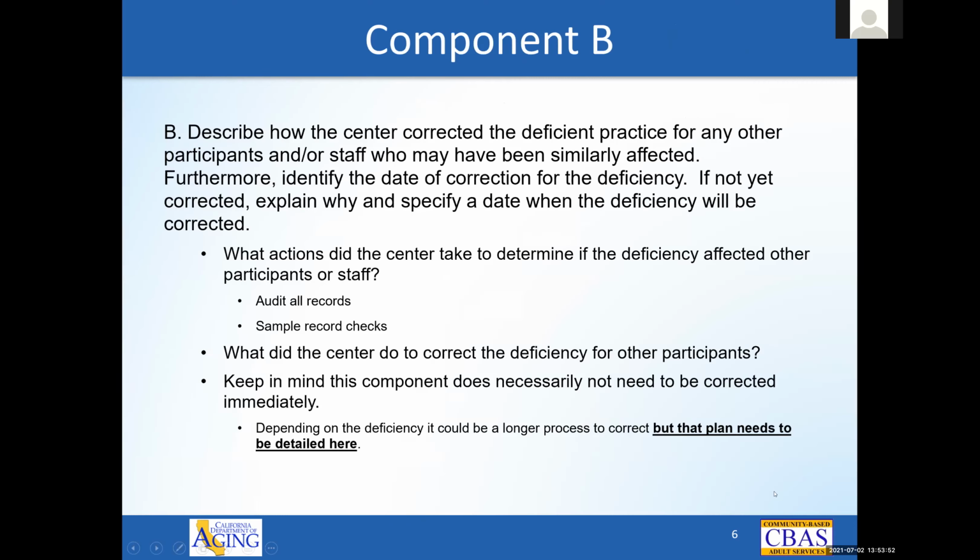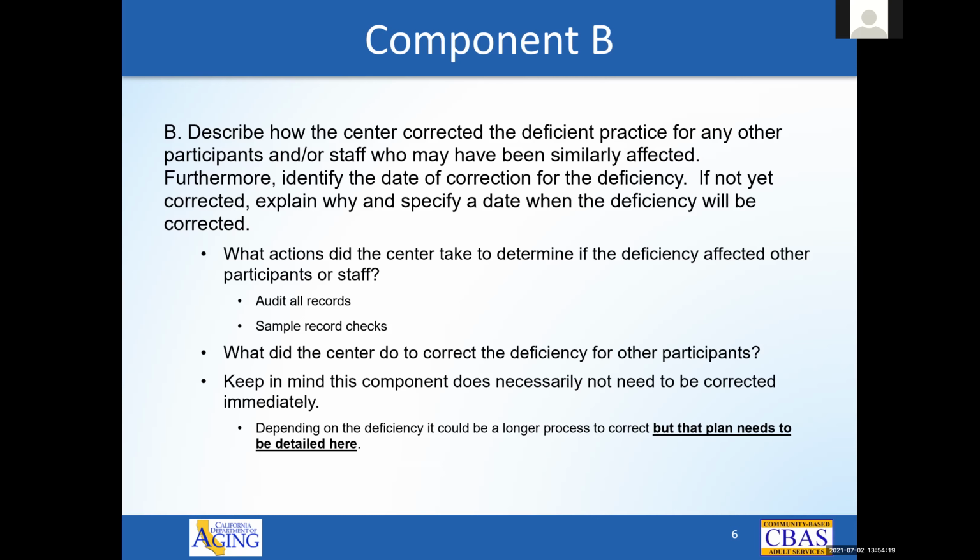And then next we will go over component B. Thanks, Whitney. So for component B, you'll note on the plan of correction tool, component B asks, describe how the center corrected the deficient practice for any other participants and or staff who may have been similarly affected. Furthermore, identify the date of correction for the deficiency. If not yet corrected, explain why and specify a date when the deficiency will be corrected.